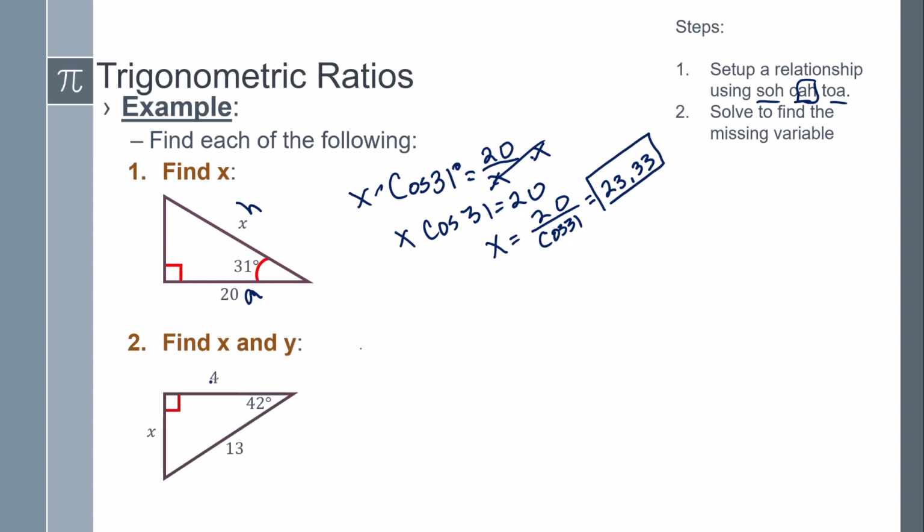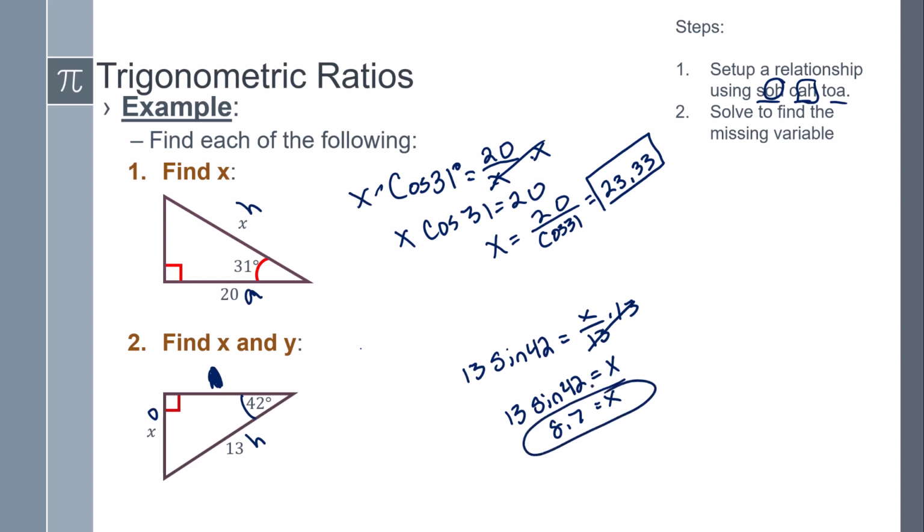All right, let's look at this next one. We're going to pretend like that's not there. With this given angle, we have our opposite and our hypotenuse. Opposite and hypotenuse is going to be my sine. So the sine of my given angle equals opposite over hypotenuse. Multiply both sides by 13 to get it out of the denominator. You enter that in your calculator, and you're going to get 8.7. That's x, because you're going to round.